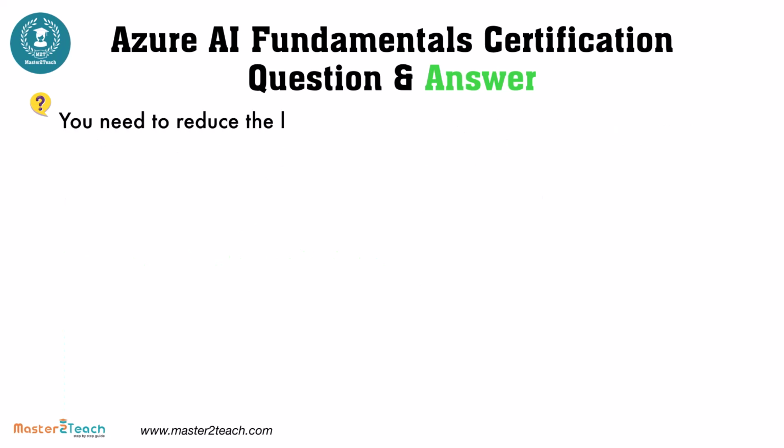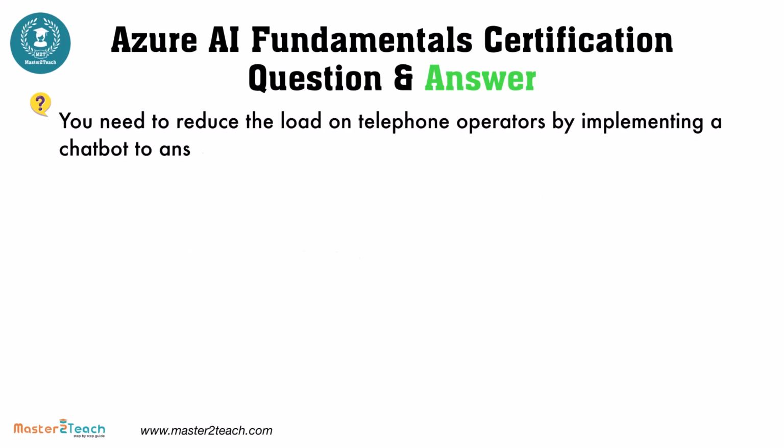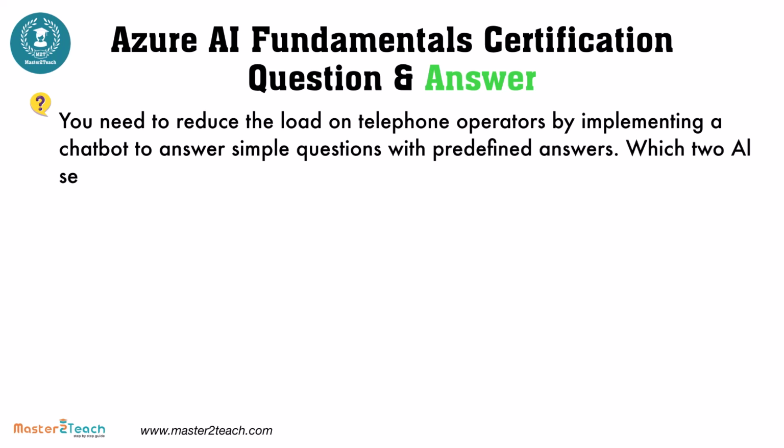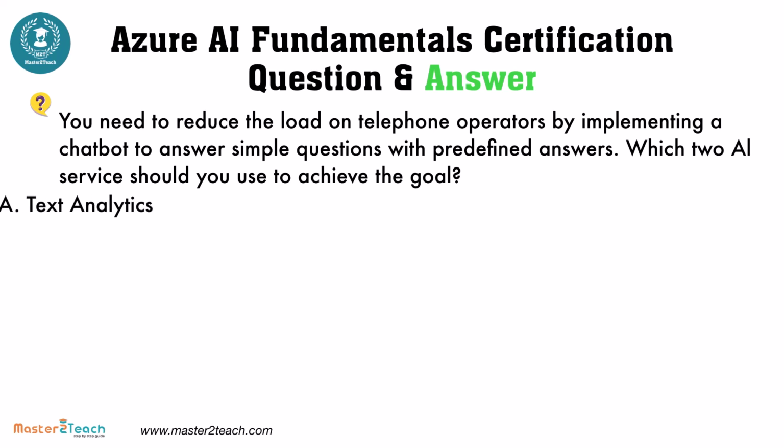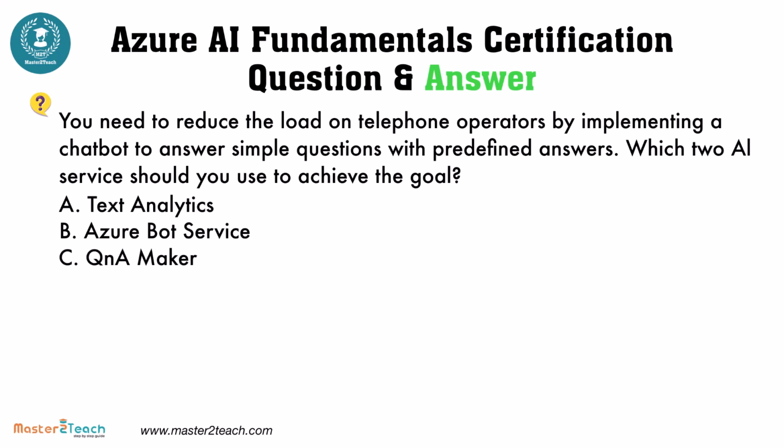You need to reduce the load on telephone operators by implementing a chatbot to answer simple questions with predefined answers. Which two AI services should you use to achieve the goal? The options are A. Text Analytics, B. Azure Bot Service, C. QnA Maker, D. Translator.